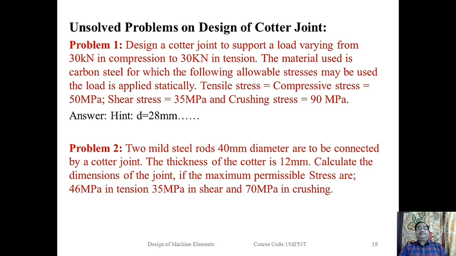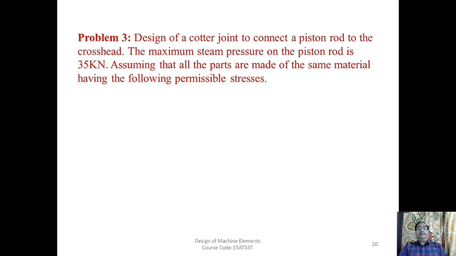So here the thickness of the quarter is given and we have to calculate the dimensions of the joint, and here I will give the hint, that is the value of P, the load on the bar, is 57805.3 Newton. So again the rest of the dimensions are to be calculated before the next class. Problem number 3.